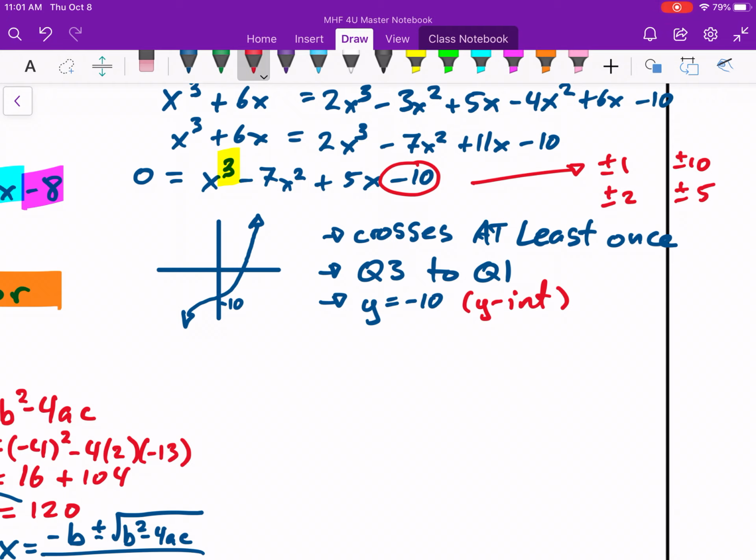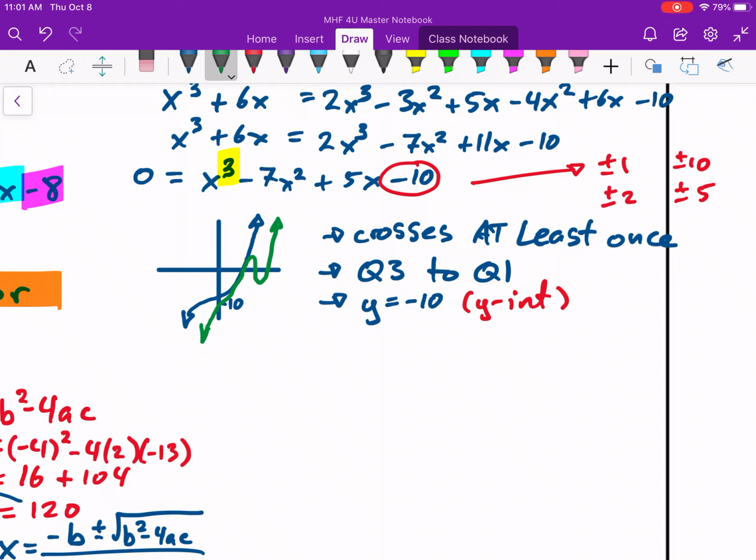So I know that much. However, it's possible that something else could be happening. It could look like this. It could go through negative 10 and go up and back down, and so it could have up to 3 x-intercepts. It could have 2 as well, right? It could just touch in one place and turn away. So we could have 1, 2, or 3 x-intercepts.